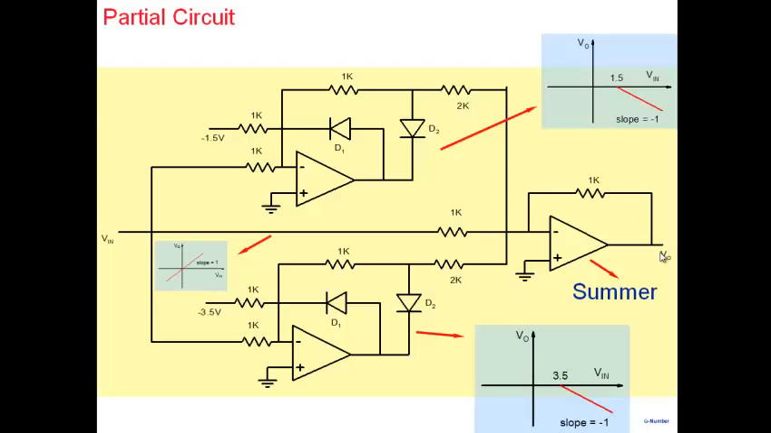Except that what happens is, note that this gives us this characteristic here, and then it goes through another inversion.